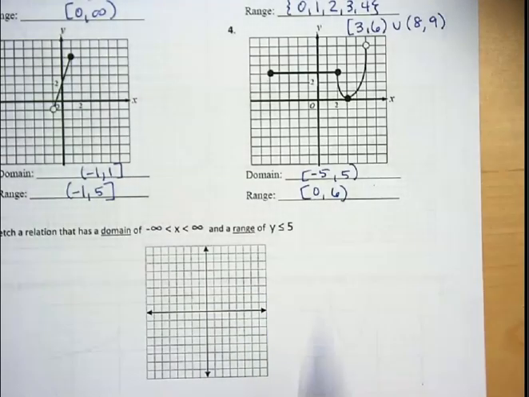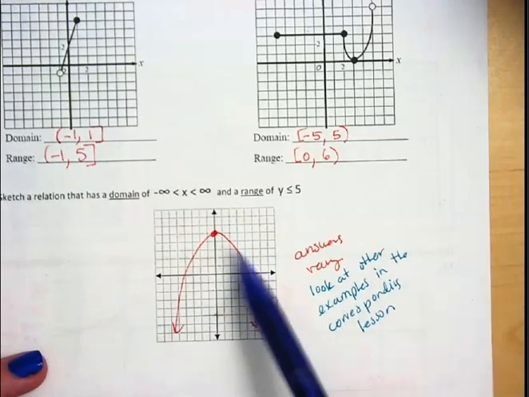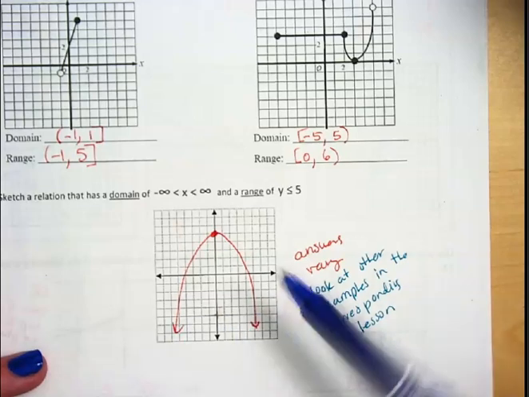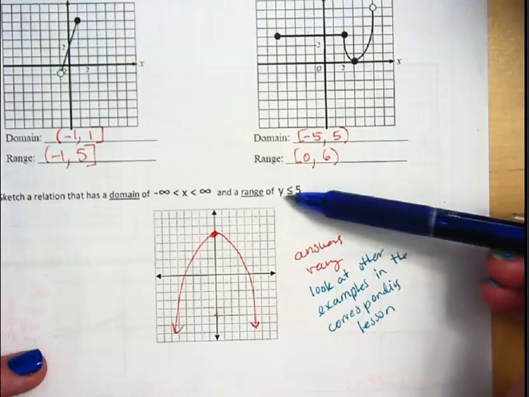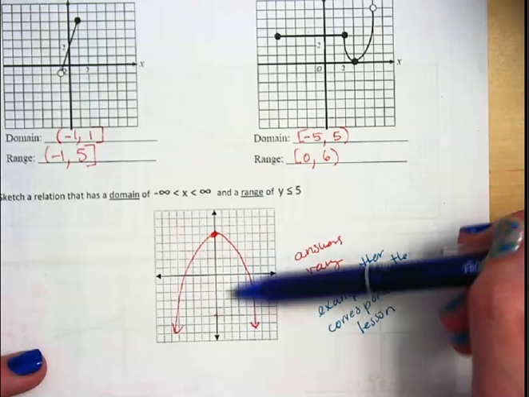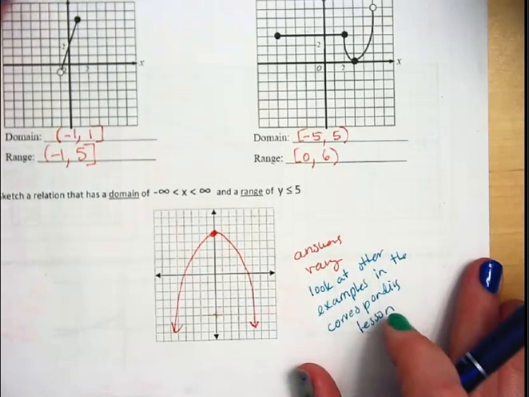And number 5 is just answers will vary here. I drew a parabola opening down. So this has a domain of negative infinity to positive infinity and a range with y's less than or equal to 5. So here's y equals 5, and every other y value on this graph is below that. Okay, on the back.